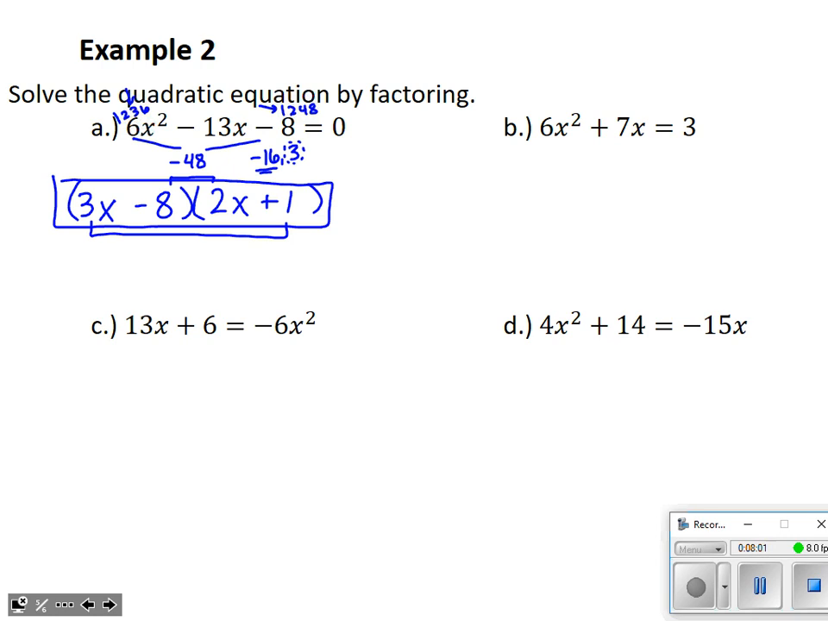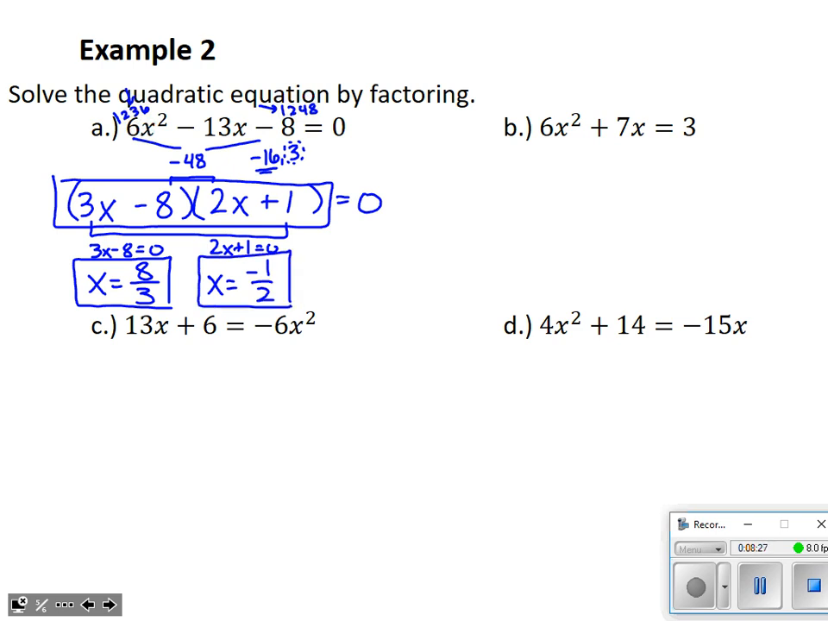Ooh, I'm not done yet though. We're solving by factoring, so it's set equal to 0. Let's finish this up just like we did yesterday. Each factor, where does that 0 out? So 3x minus 8, if that were to equal 0, that first factor, I would add 8 and divide by 3. X equals positive 8 over 3. Second one, if 2x plus 1 were to equal 0, I would subtract 1 and divide by 2. X equals negative 1/2.